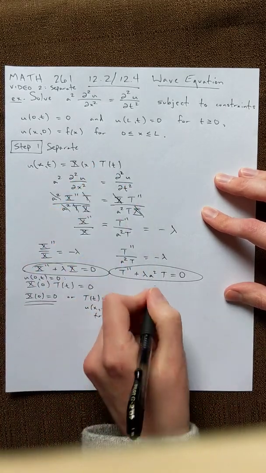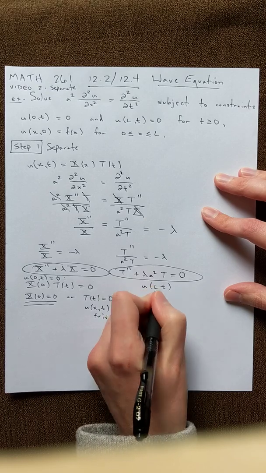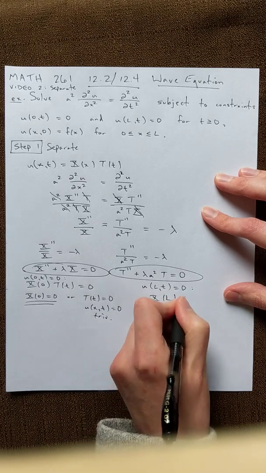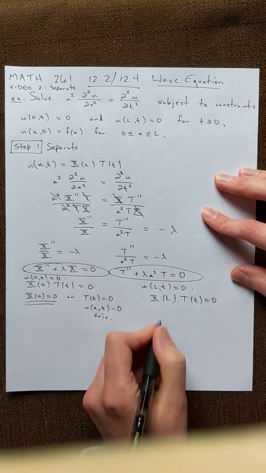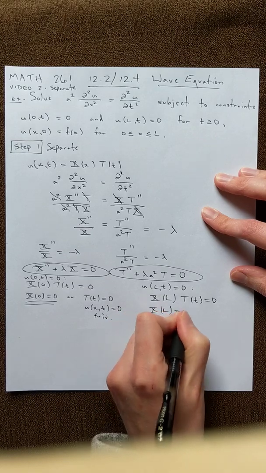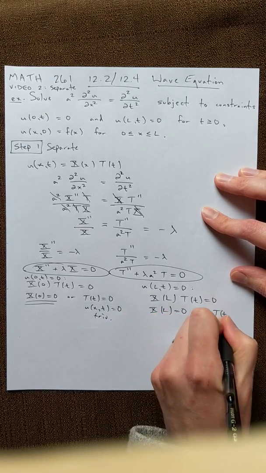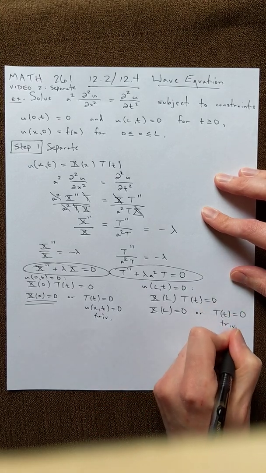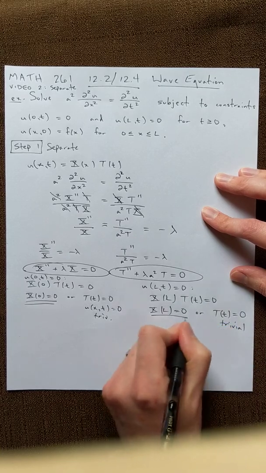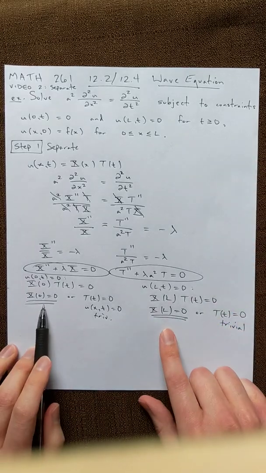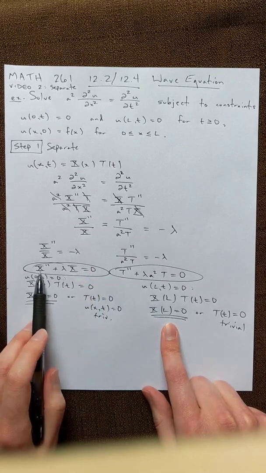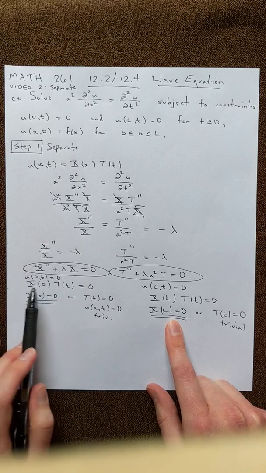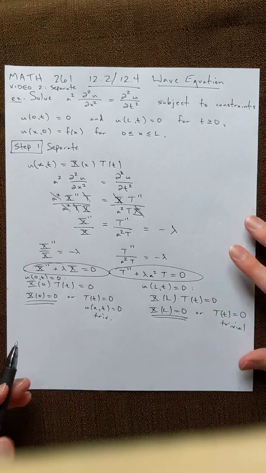Let's see, other initial condition, u(L,t) is equal to 0, which means capital X(L) capital T(t) is equal to 0. So either capital X(L) is 0 or capital T(t) is 0. Again, this is going to be a trivial case, and so we're going to assume X(L) is 0. So these two along with this is going to give us a second order differential equation with two boundary conditions. So we should be able to solve for eigenvalues lambda and corresponding solutions, eigenfunctions X.